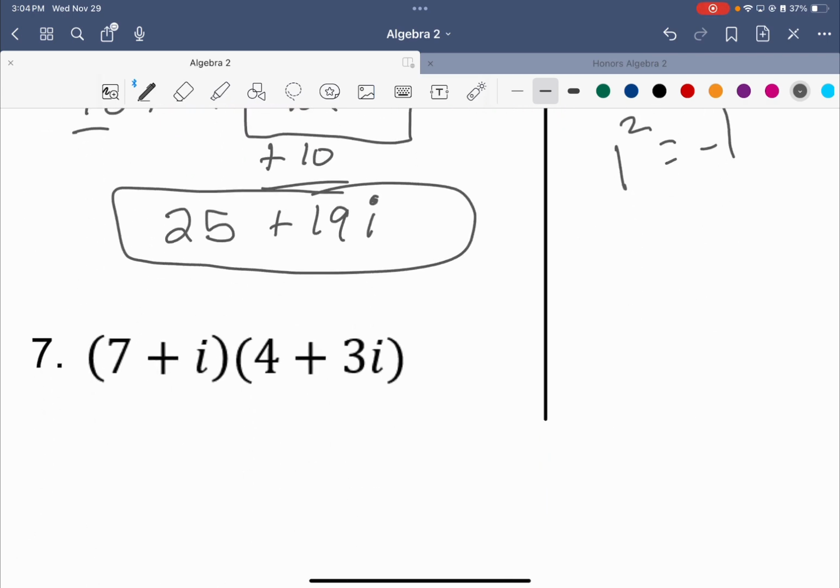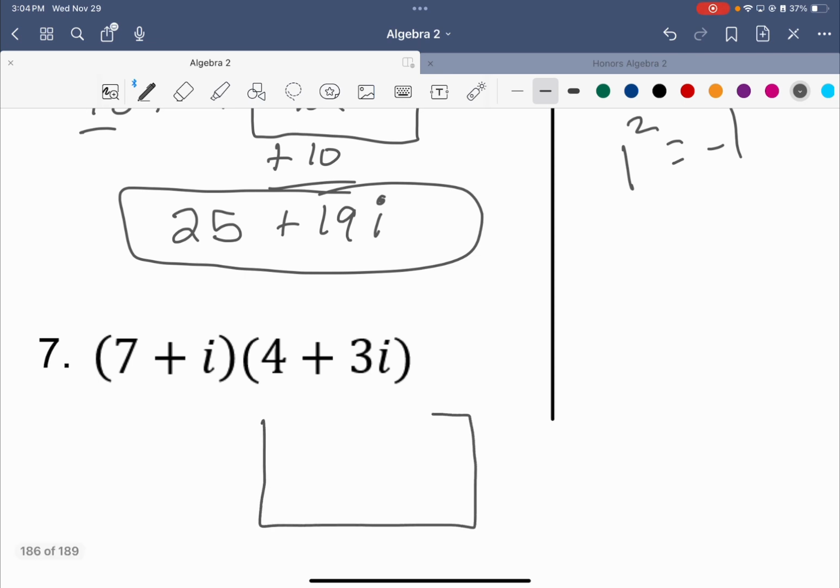Okay? So let's look at 7 plus i times 4 plus 3i. Okay, you can FOIL it. I'm just going to use a different technique. I'm going to use the box method. If you want to FOIL it, you FOIL it. Remember, when you use the box method, we put the first one on the top, the second binomial on the bottom. We did this when we multiplied polynomials.